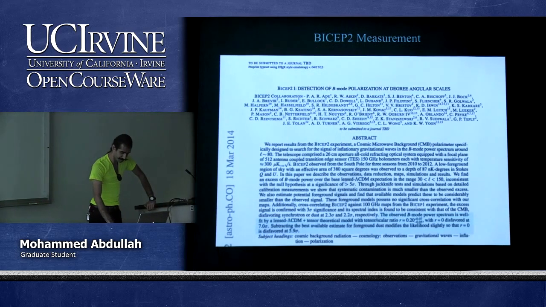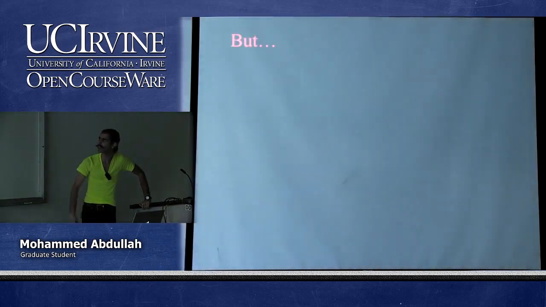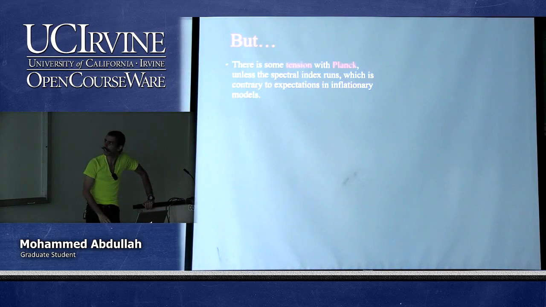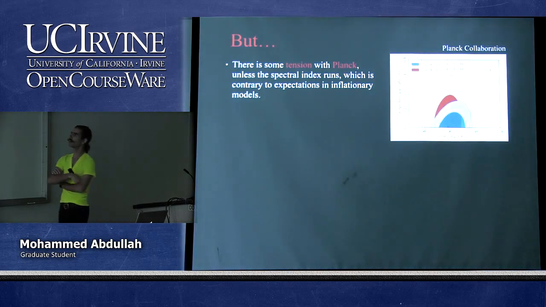At first people said, okay, these are not a big deal, we can solve this problem later. But then things just kept getting worse and worse. First of all, in their paper, there seems to be tension with what the Planck collaboration constrains the tensor to scalar ratio to be.